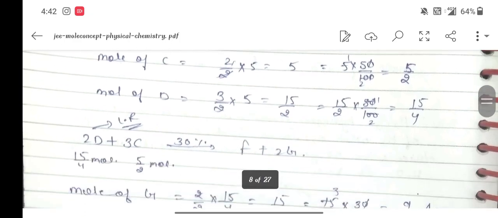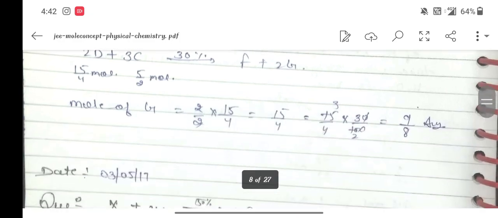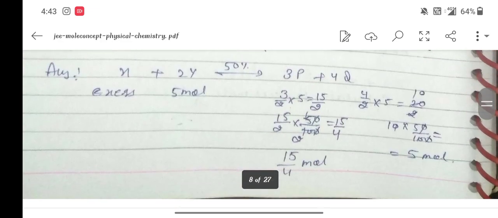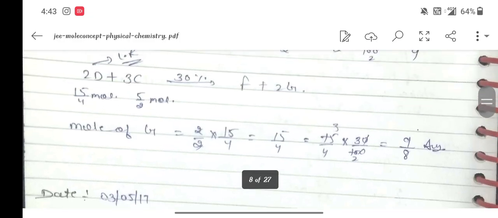Now 2D plus 3C gives F plus 2G. So 2D is 15 by 4 mole, 3C is 5 by 2 mole. Now the mole of G is 2 by 2 into 15 by 4, that is equal to 15 by 4, the 2 gets cancelled. So 15 by 4 into 30 by 100, we have to find G, and for finding G they have given 30%, right? So 15 by 4 into 30 by 100 is equal to 9 by 8, is the answer.